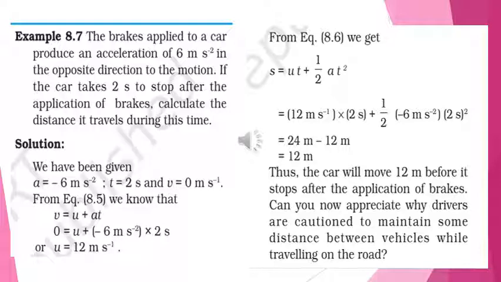Can you now appreciate why drivers are cautioned to maintain some distance between the vehicles while traveling on the road? Because a sudden brake cannot stop the car on the spot. It has to travel some distance, and therefore we must keep some distance while traveling on the road.